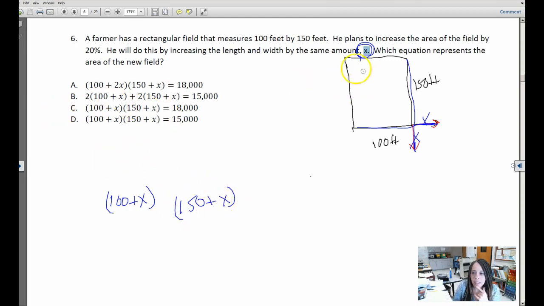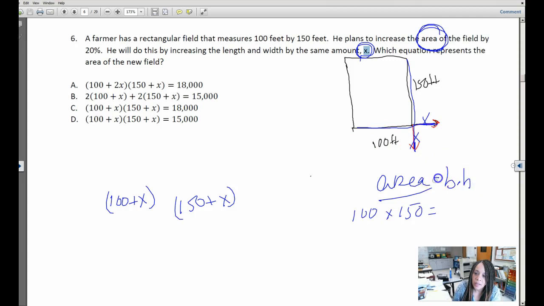So when I look up here, so we're talking about, let's see, a farmer has a rectangular field. He plans to increase the area by 20%. So now let's talk about area for a moment. All right, now that we got some setup of what we do know. The original was 100 by 150. Okay, so you have 100 by 150. The reason I put that down is because area is base times height. So let me put that down here for you. Base times height. So I took my base and my height. I'm only working with the original document right now at this point.